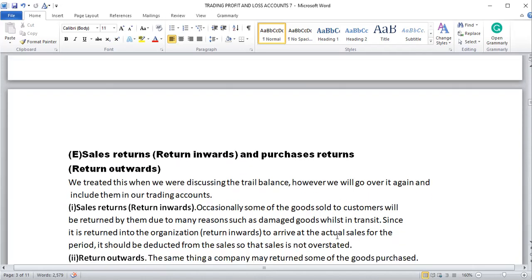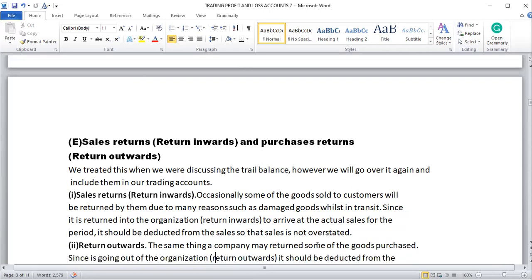To arrive at the actual sales for the period, it should be the data from the sales so that the sales is not overstated. What I mean here is that at times you sell goods to customers so that the business will derive an income, we call it sales. But the customers may return some of the goods due to damage or, let's say, sending the wrong goods. So if you want to know the actual sales for the period, you take the sales, then you deduct whatever has been returned to the organization. In accounting, whatever goods are returned to an organization are returns inwards because they are coming back to the organization. Let us continue.